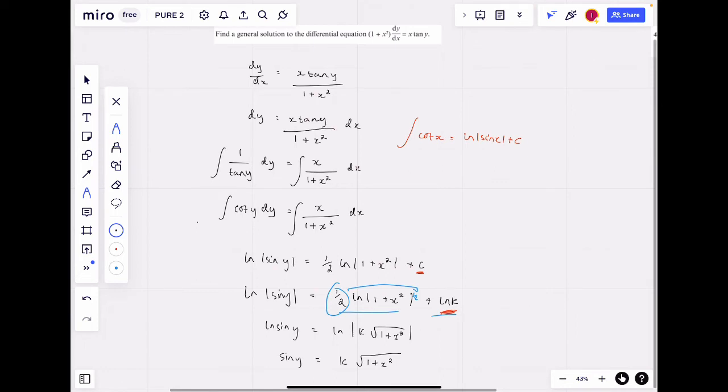Just a little recap. You want to rearrange so that you have all of y on one side with dy, then all of x on the other side with dx. And then you're going to integrate and keep simplifying until you can't simplify anymore.